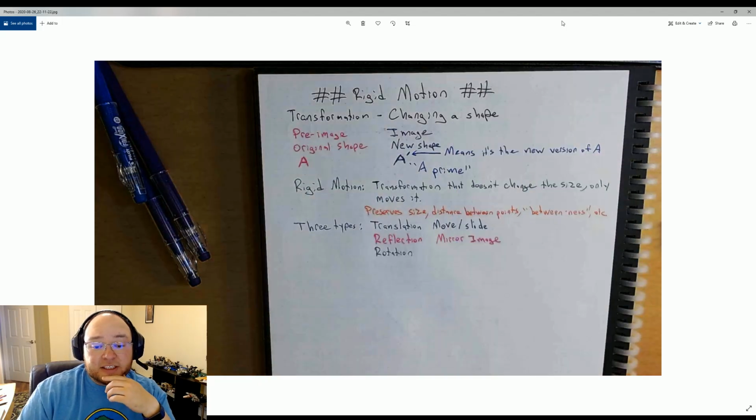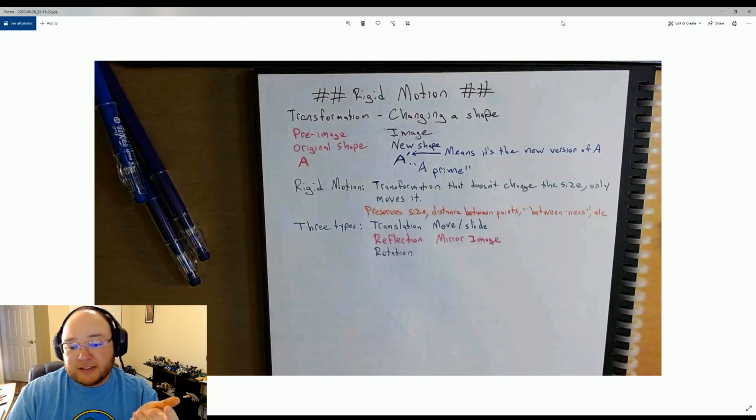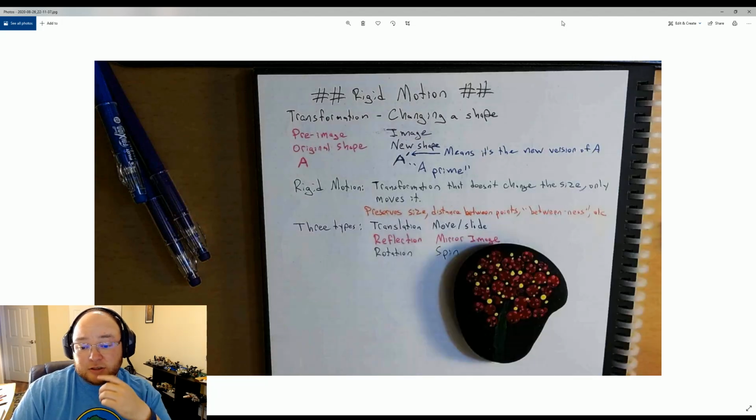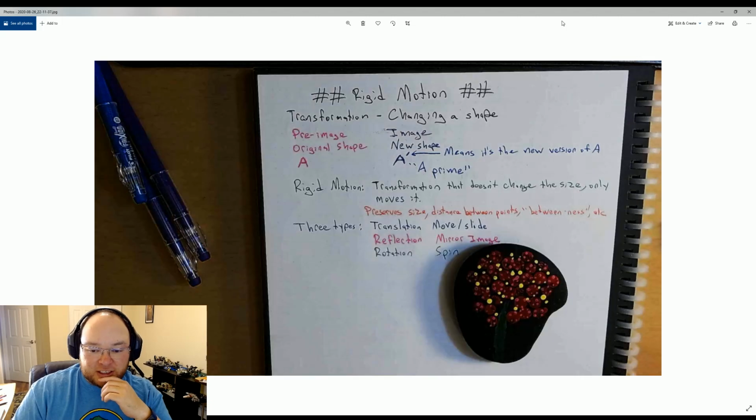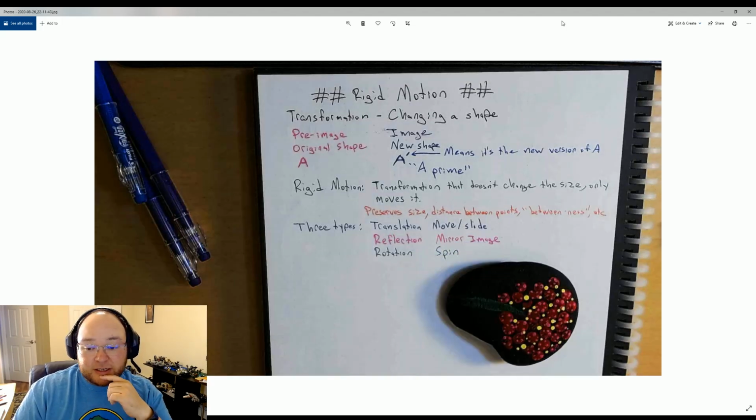Lastly, you got a rotation, and I know you know what the word rotate means. It means to spin something. So, you got a shape, you spin it, you spin it again. And then basically the different rotations are just how many degrees you spin it. That's about 90 degrees right there.